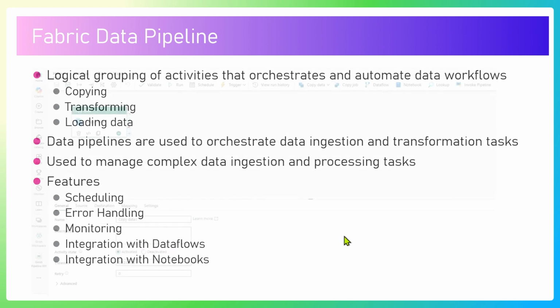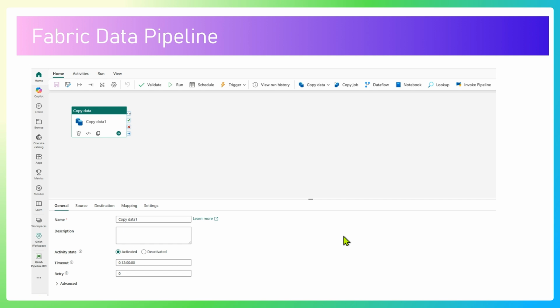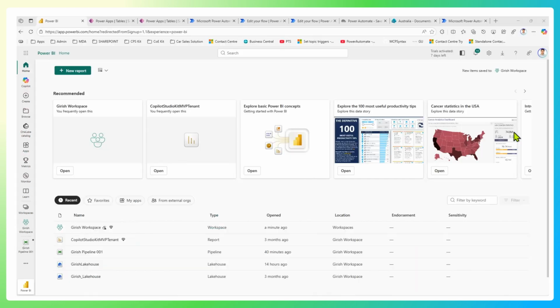This is just a screenshot of how the data pipeline looks. It has an orchestration design interface, and there is a configuration interface. You can drag and drop various components, which are known as activities, and then you can configure and connect individual components, and then you validate and run the pipeline. So let's jump into the demo.